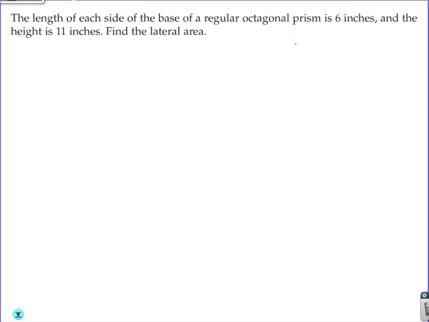Okay. Next one. The length of each side of the base of a regular octagonal prism. Let me explain what an octagonal prism is. I probably can't draw one.